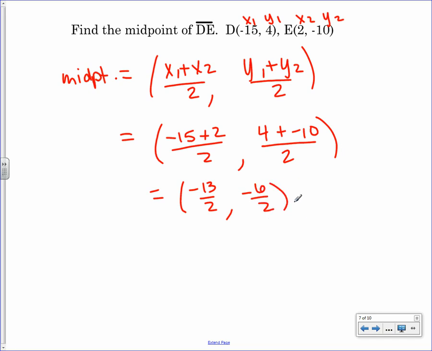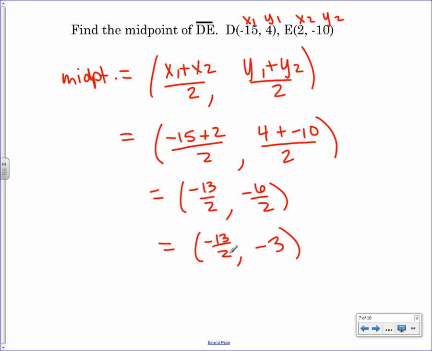In any math class, what do you always do with a fraction if possible? Reduce it, simplify, whatever you want to call it. So I'm not graphing this, so I don't care. I can leave the negative 13 over 2. That's fine. If you want to change it to negative 6.5, that's fine too. But since I'm not graphing it, I don't really care how it's written. So I'm going to leave it negative 13 over 2. However, negative 6 over 2, I have to change to what? Negative 3, right? You always reduce a fraction.